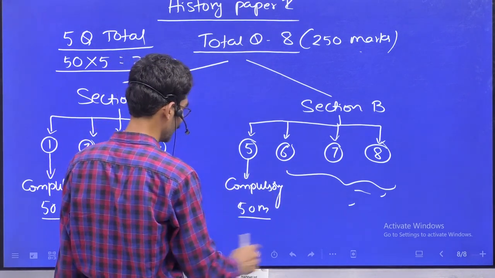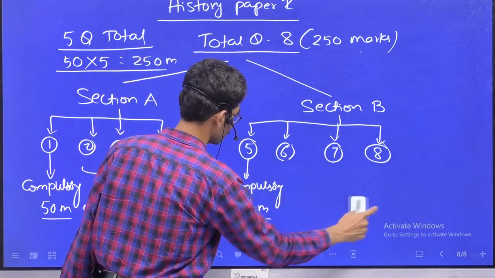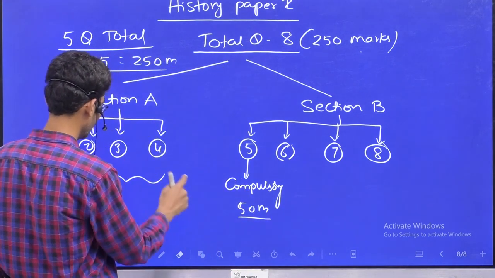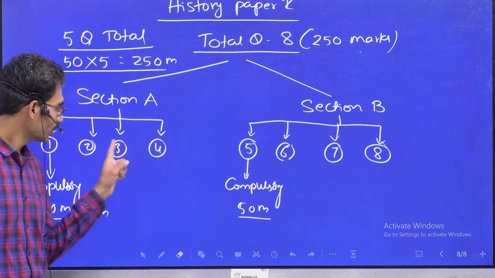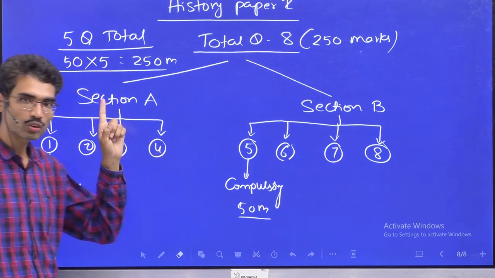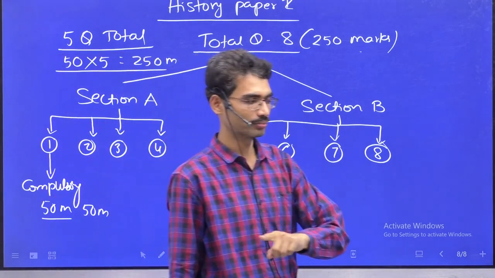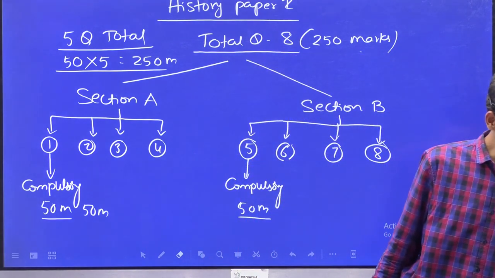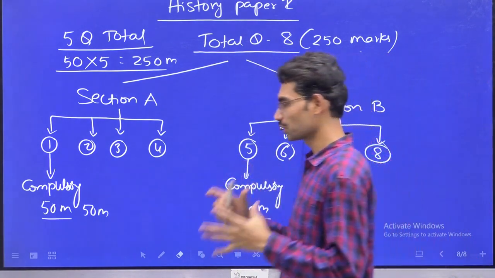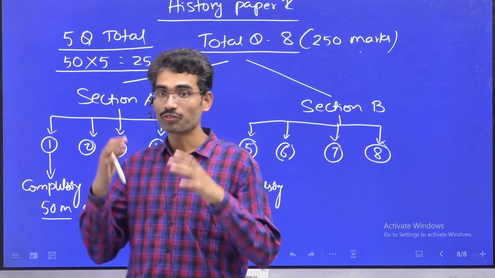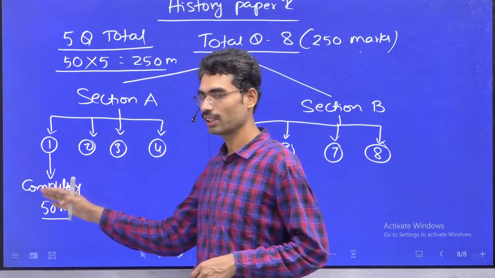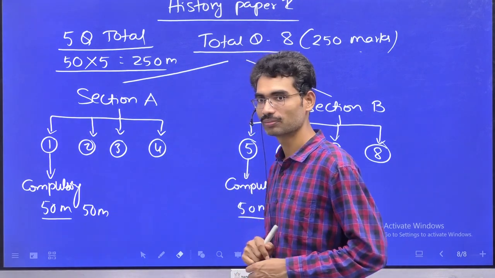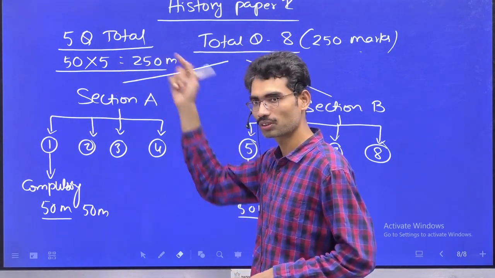So UPSC once again gives one more instruction by saying that out of these 3 also, you have to pick up minimum 1. So this is a very, very crucial part, because if we don't understand this, sometimes we write all the, anyway, 1 and 5 are compulsory. Now we need 3 more questions.